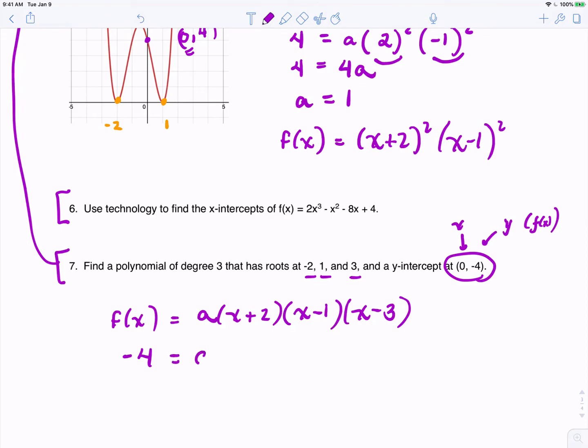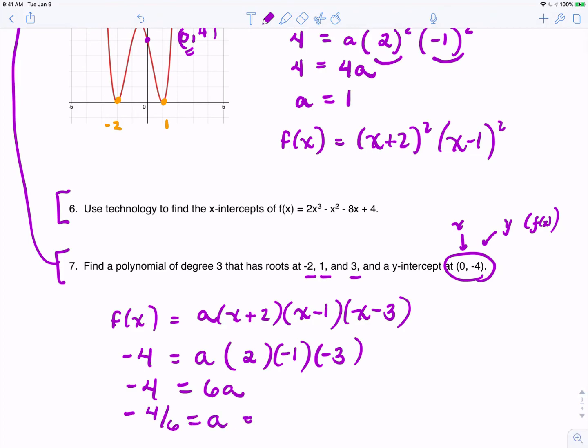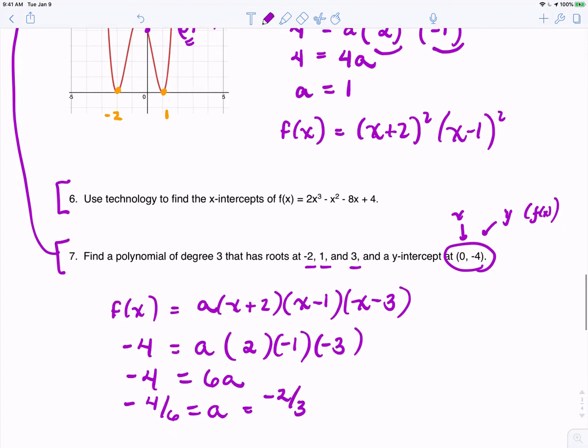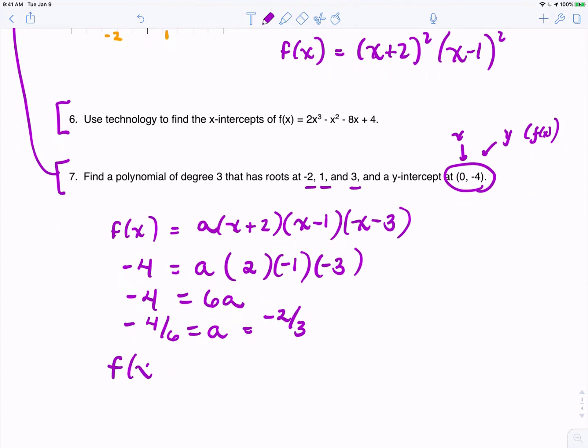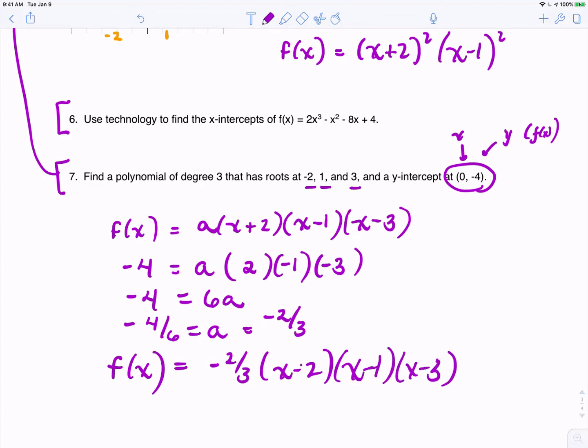All right, so here we go. Negative 4 is equal to a times 2 times negative 1 times negative 3. In other words, negative 4 is equal to, if we multiply all those together, we get 6a. So negative 4 over 6 is equal to a. And if you wanted, you could reduce that to negative 2/3. So a function that has the roots described, that passes through (0, negative 4), would be negative 2/3 times (x minus 2) times (x minus 1) times (x minus 3), and this is actually a plus.